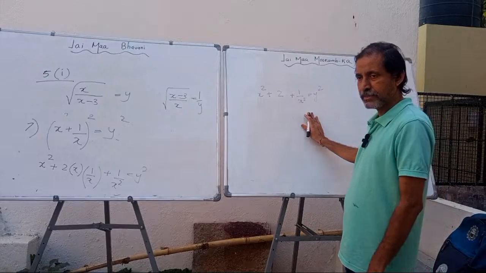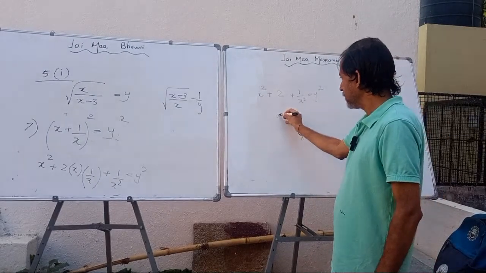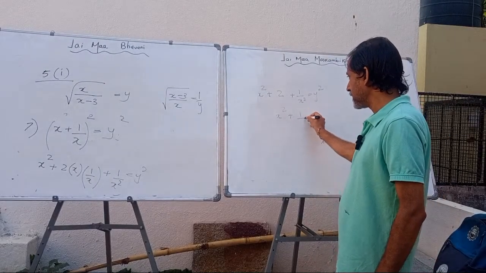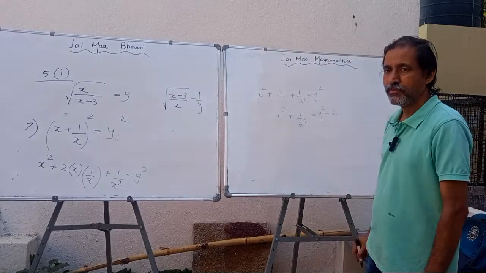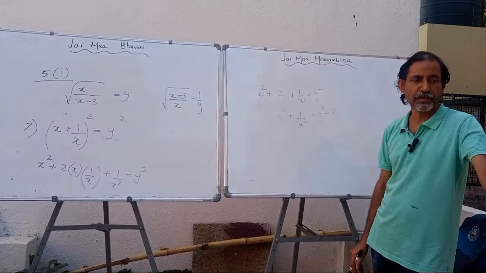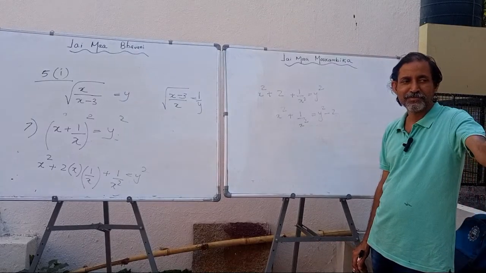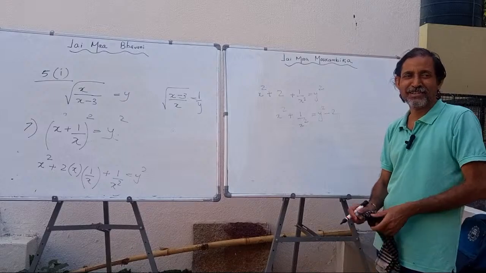Do you understand this? We can write x square plus 1 by x square plus 2. Instead of that, I can substitute y square minus 2. That is what you're supposed to do. Right, Ananya? She's in another world.